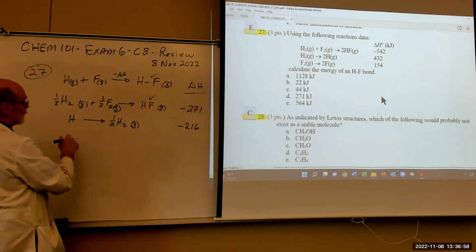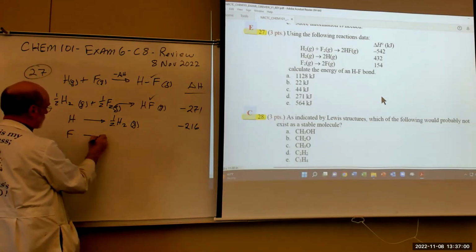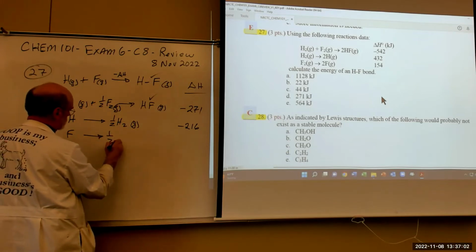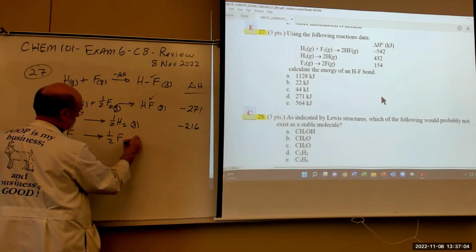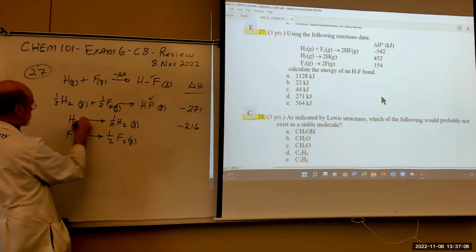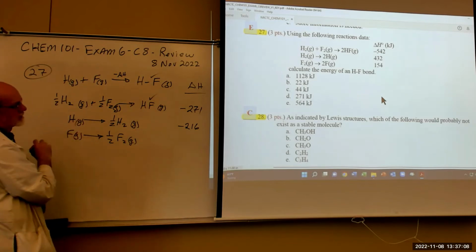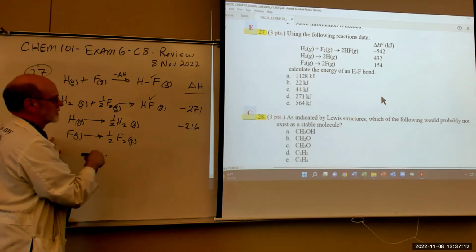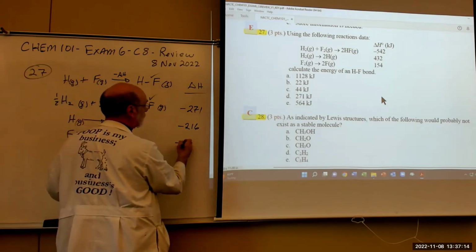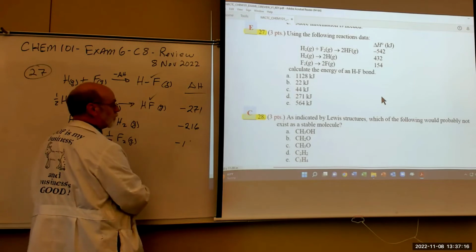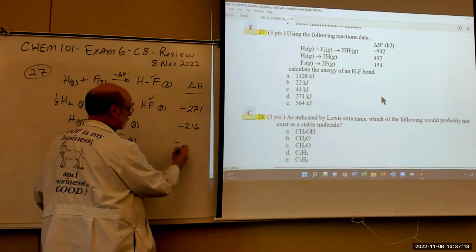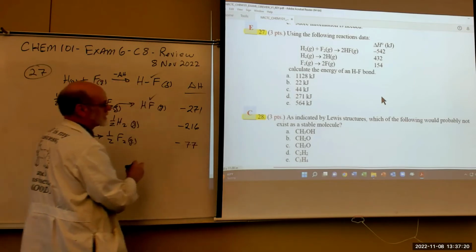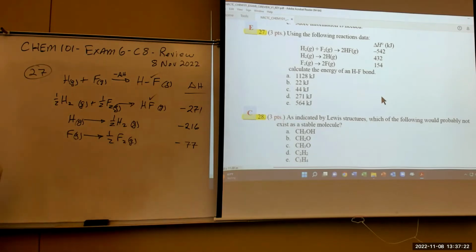And then the same thing for fluorine, 1/2 of F2. And this is gas. Okay, so we had to flip that one and take half of it. So we've got to flip the sign. See, not 154, it's 77. Negative 77. Did I lose anybody yet? Because I'm doing several things at once.